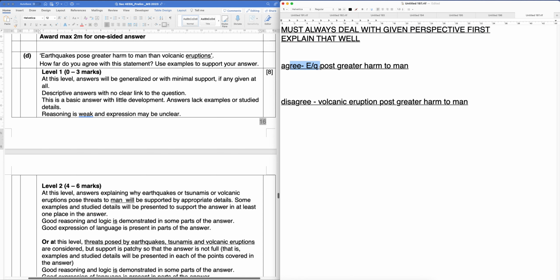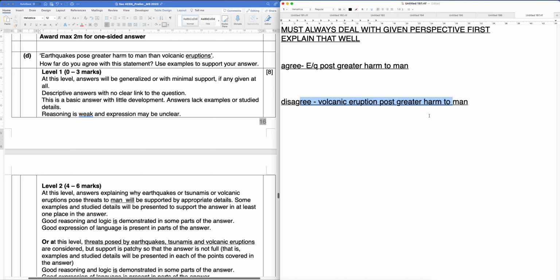Once this hits L2, the rest of the essay can go beyond L2. But if this is not explained at all, no matter how well you do the other part, the whole essay is going to be a maximum of L1, 3 marks. This is not my rule, this is the examiner's rule. They feel that it is important for you to deal with the given perspective first. If it's not explained, you cannot get anything beyond L1.